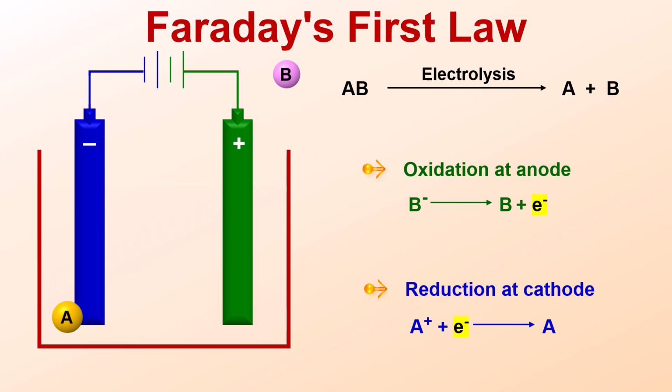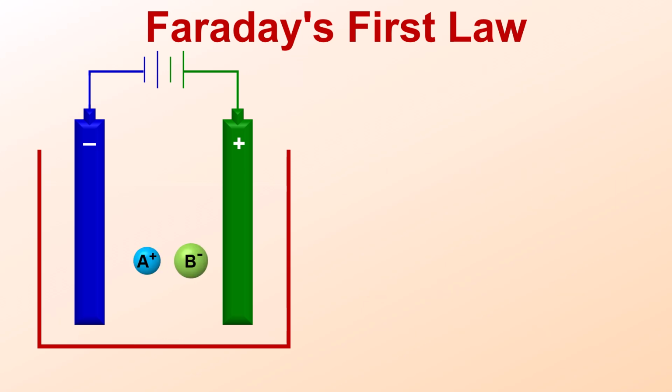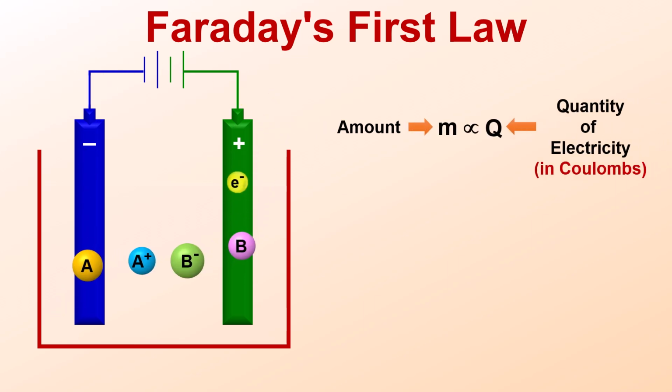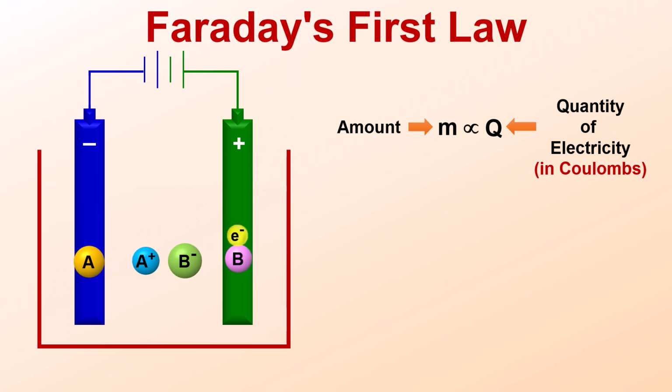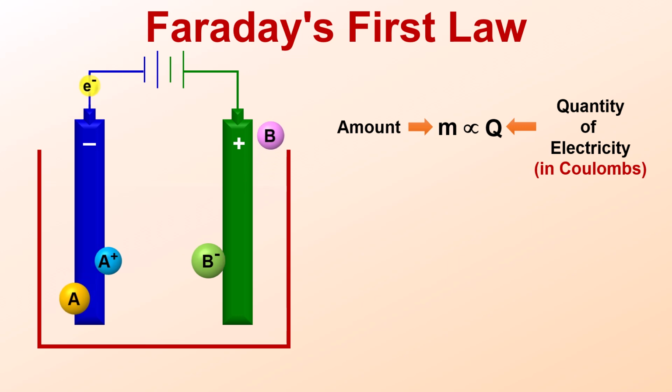Now, an important question arises: how much of A and B are formed at the respective electrodes? According to Faraday's first law of electrolysis, the amount of substance M deposited or liberated at an electrode during electrolysis is directly proportional to the quantity of electricity Q passed through the electrolyte. The quantity of electricity Q is measured in coulombs.